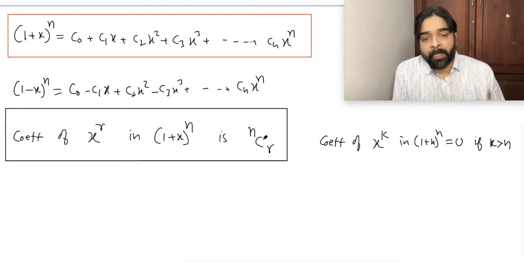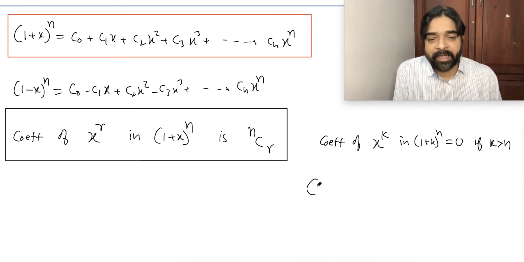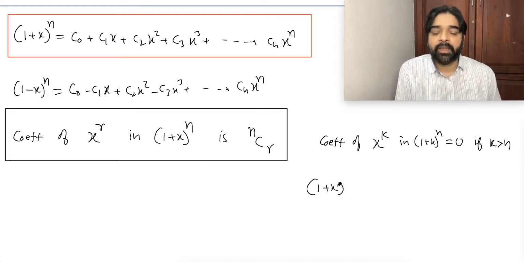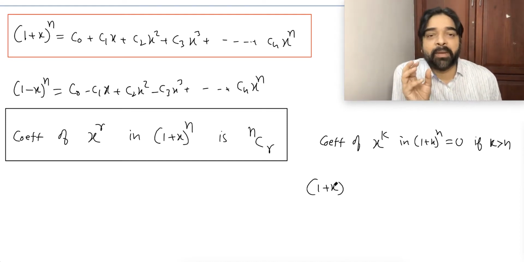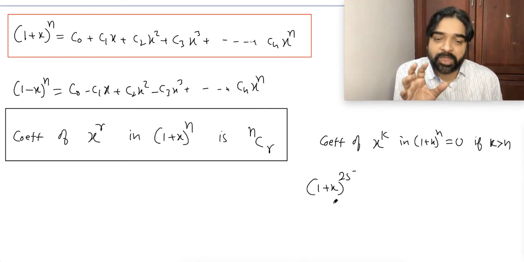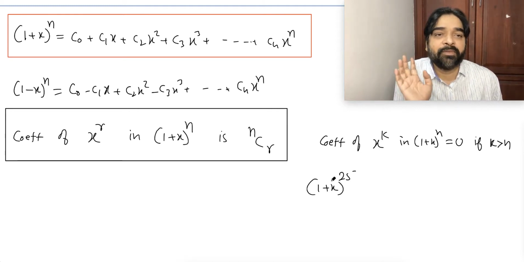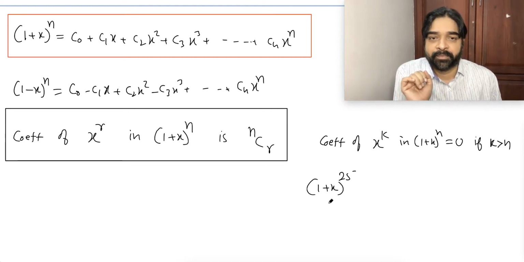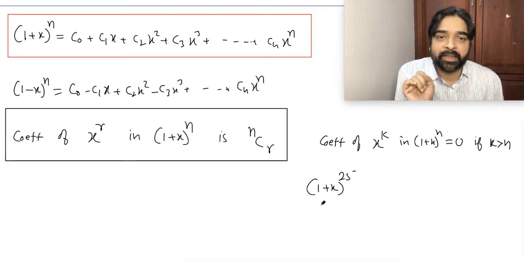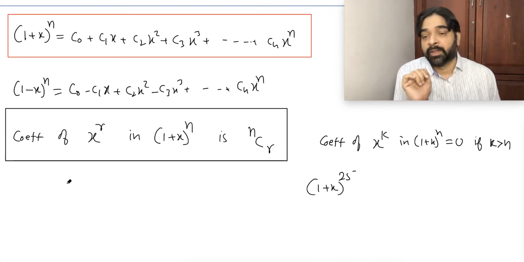That means whenever I am expanding any series, what maximum power of x can come? The power that is here. Suppose this power is 25. Then after expansion, a maximum of x^25 only it can give you. Did you understand, everybody?